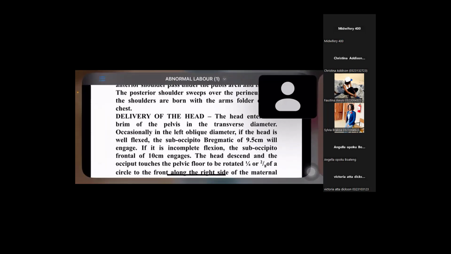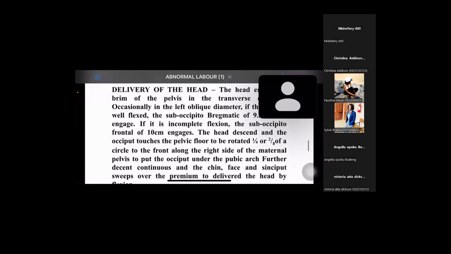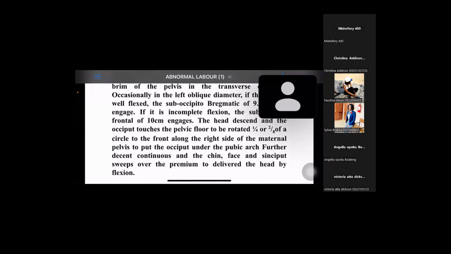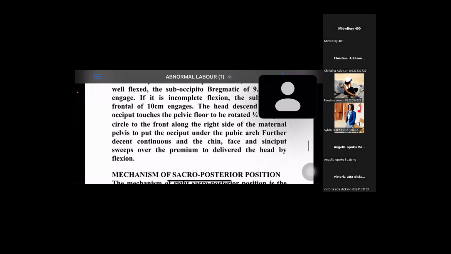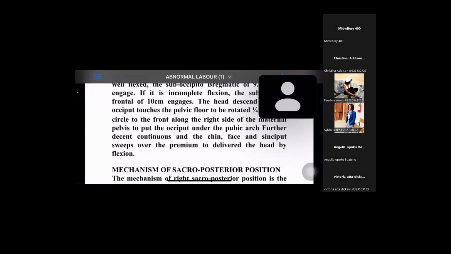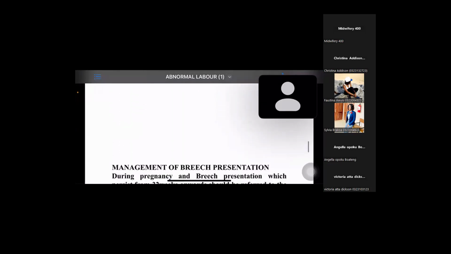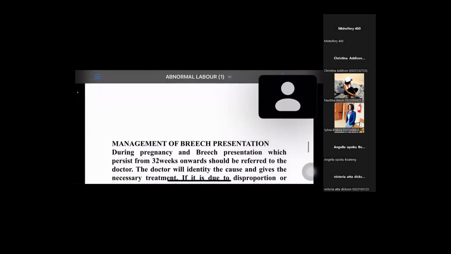The head descends, and the occiput touches the pelvic floor to be rotated 1/4 or 2/8 of a circle to the front along the right side of the maternal pelvis to put the occiput under the pubic arch. Further descent continues, and the chin, face, and sinciput sweep over the perineum to deliver the head by flexion. So I think with this explanation, when Hajia comes, she will throw more light on it for us.